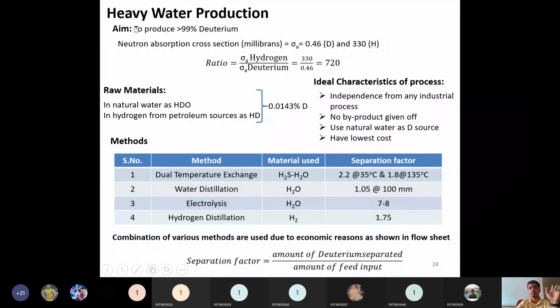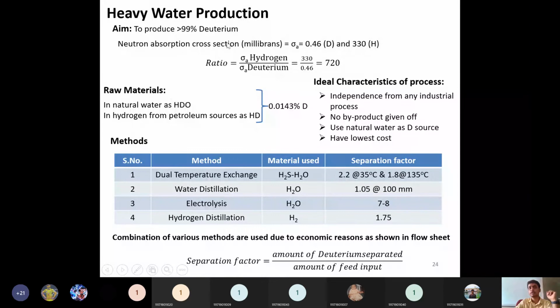To produce this heavy water, put a side heading as heavy water production, then give the aim: to produce heavy water of 99% deuterium from 0.0143% deuterium. Why do we use heavy water? Due to its advantage of very low neutron absorption cross section, which is around 0.46 millibarn. 1 millibarn is equal to 10 power minus 28 meter square.